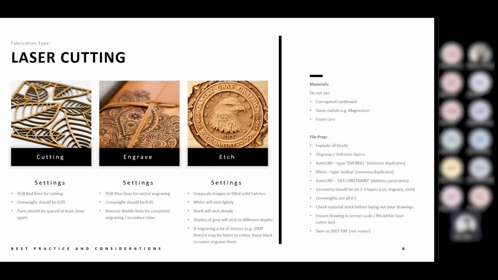Again, if you wanted to do any kind of engraving or etching, you can do that by setting your vector lines as blue, so RGB blue. Line weights again should be 0.05, and again remove double lines for consistent engraving, but also to reduce time.